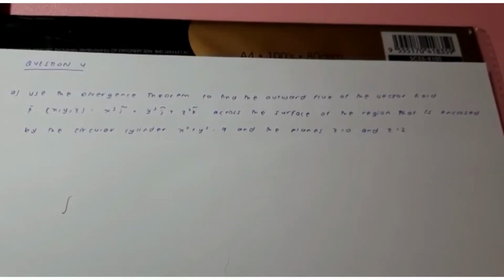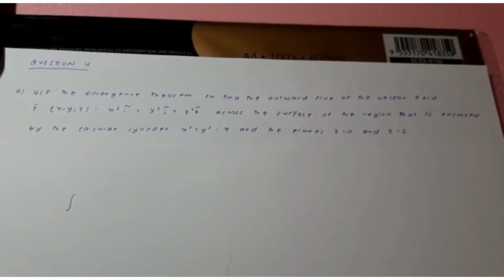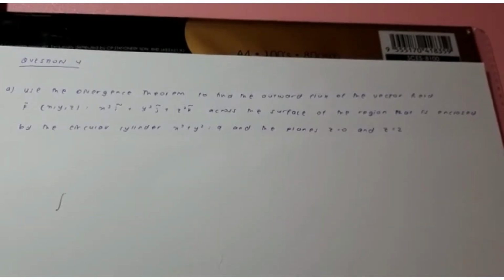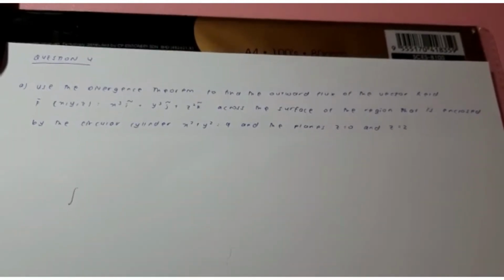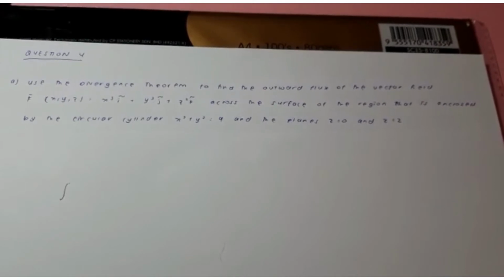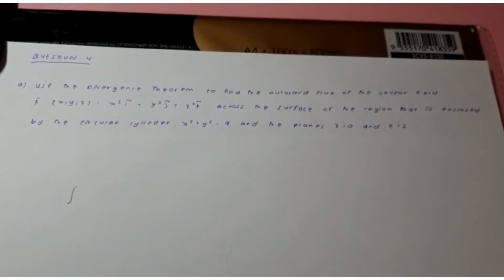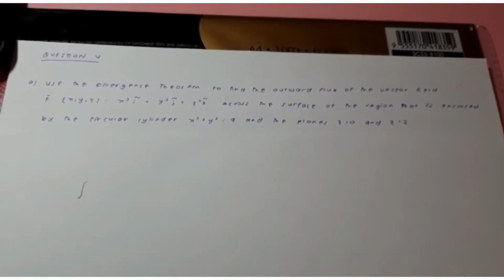So today I want to discuss about question 4a, which is use the divergence theorem to find the outward flux of the vector field F equals to x cube i plus y cube j plus z squared k across the surface of the region that is enclosed by the circular cylinder x square plus y square equals to 9 and the planes z equals to 0 and z equals to 2.